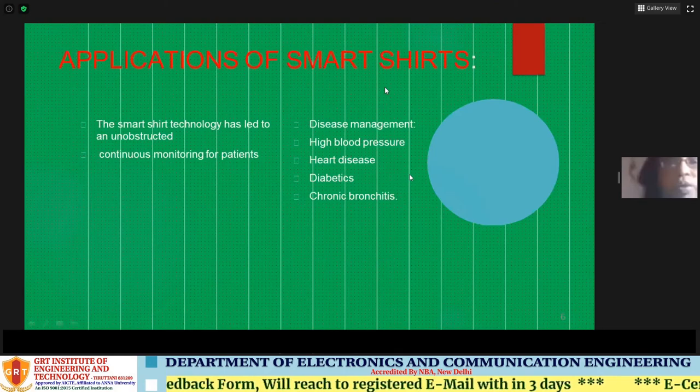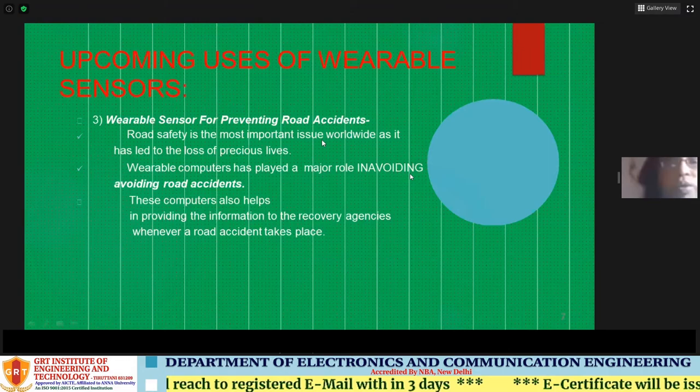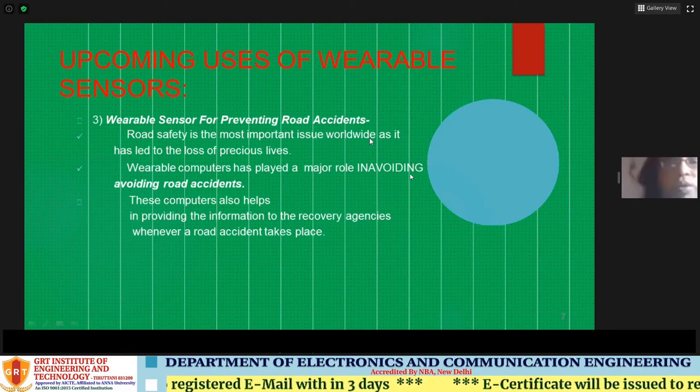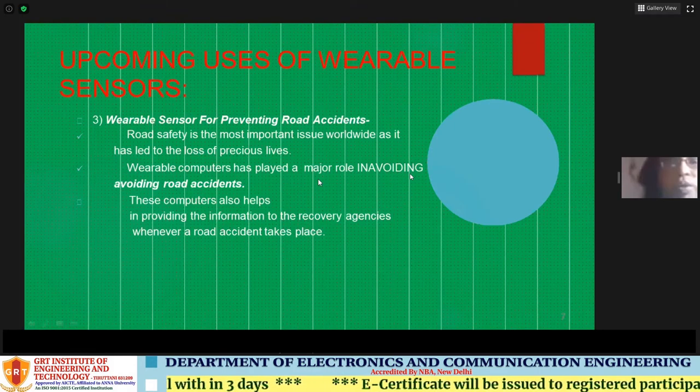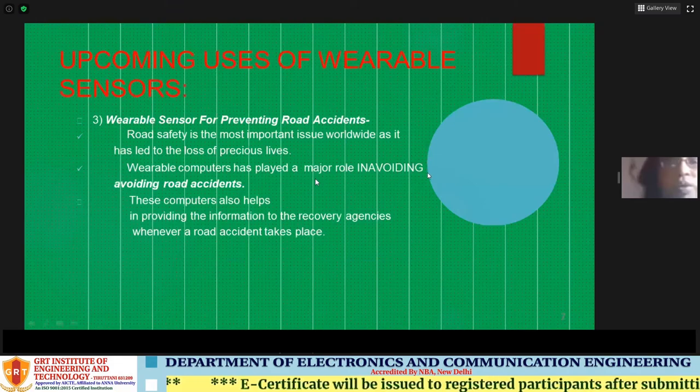Uses of wearable sensors: wearable sensors can help with road accidents. Road safety is the most important issue in the world. When you are wearing it, wearable sensors can help you avoid accidents and prevent problems on the roadside also.